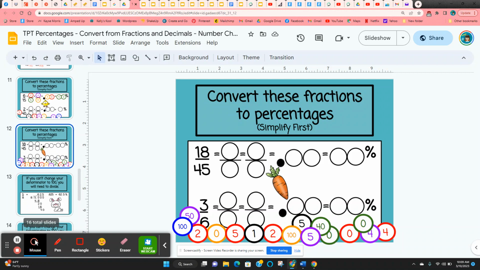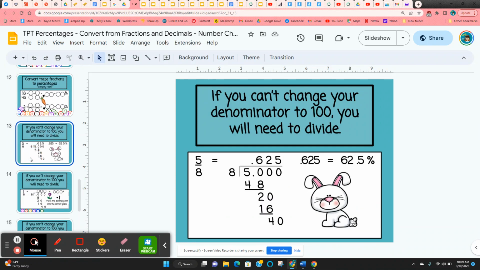They're going to do the same thing on slide 12, and then an instructional slide again on 13. Sometimes you can't convert that fraction to an equivalent fraction with 100 in the denominator. So in that case, you'll have to use long division and divide. So they're going to get a little bit of practice with their long division. Here it just shows them how they did a long division. The answer, 625 thousandths. They had to move the decimal point 2 places to the right, and they get their solution of 62.5%.